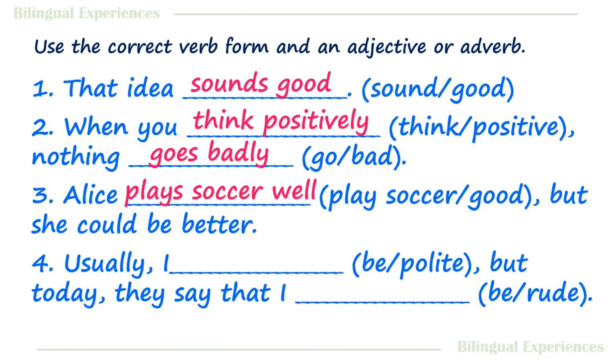Finally, usually I be polite, but today they say that I be rude. Notice that we have the verb be, which is a non-action verb. Therefore, we need to use an adjective. So it would be usually I'm polite, but today they say that I'm being rude. Also notice here that we are using the progressive form, present continuous, because we are talking about a temporary situation.